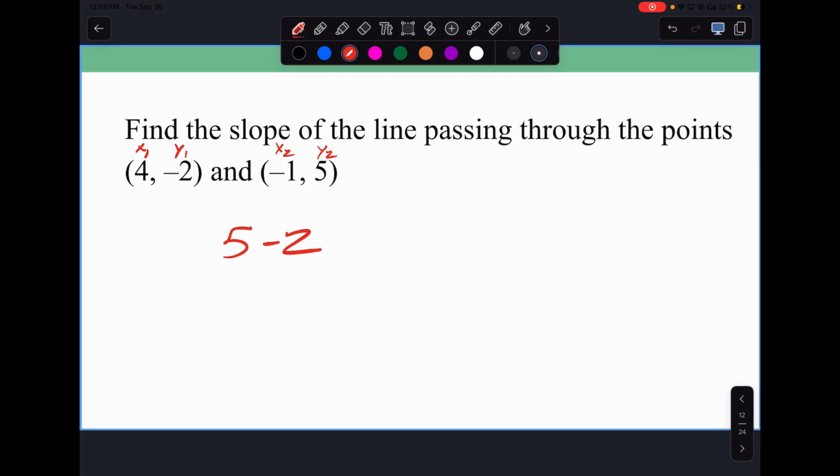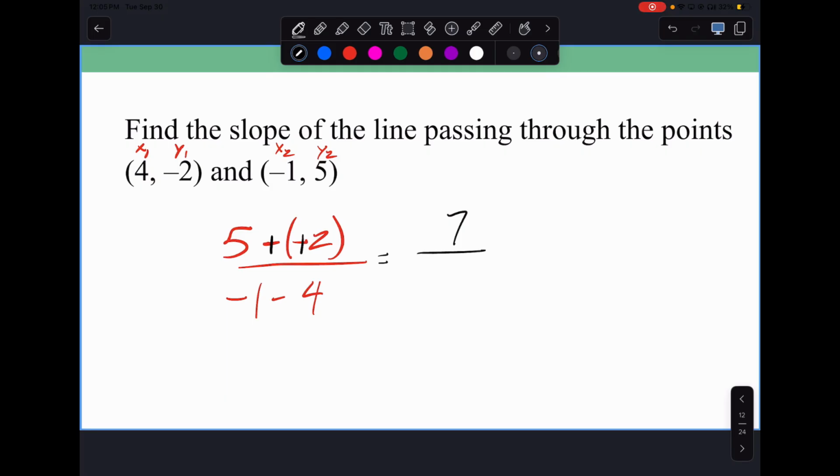No. This is a really important takeaway here that sometimes can be easily messed up. It's 5 minus a negative 2. I think it's important to write that out. Over negative 1 minus 4. Now this goes back to middle school math. A positive number minus a negative number is actually addition. So I'm going to do 5 plus 2. 5 plus 2 is 7 over.